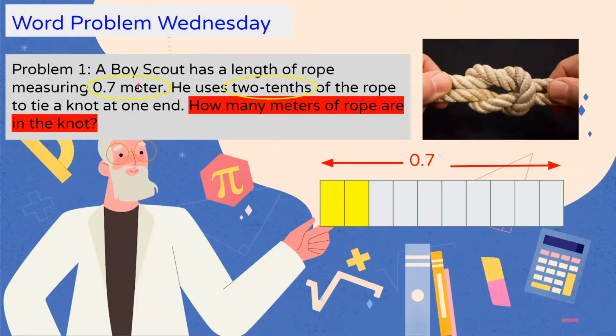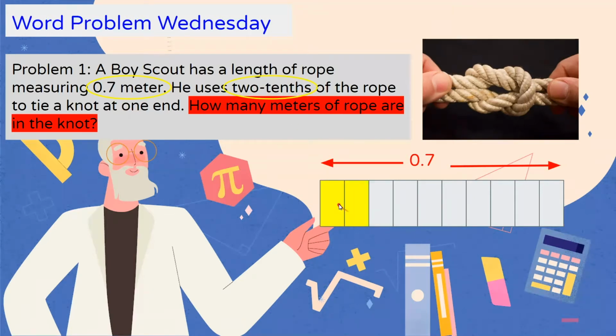We know that the length of rope is 7/10 of a meter, and we know he used 2/10 of the rope to tie a knot at one end. And the question is, what we want to know is how many meters of rope are in the knot? Okay, well, we should be able to take a look here and see that if he used 2/10 and we draw a tape diagram, we want to break it up into tenths because those are the units that we know we can work with. That's a fraction that we can work with.